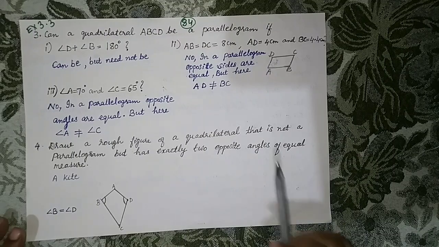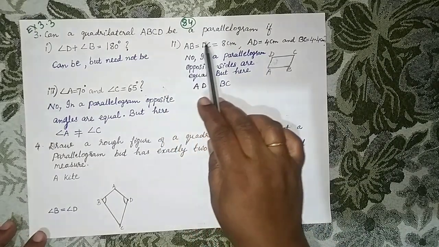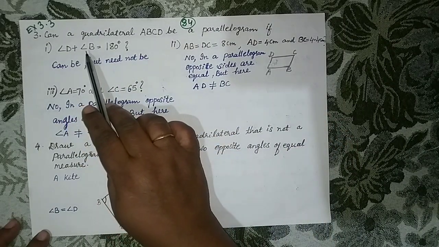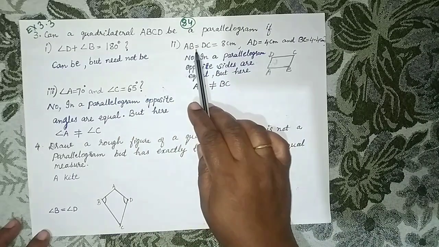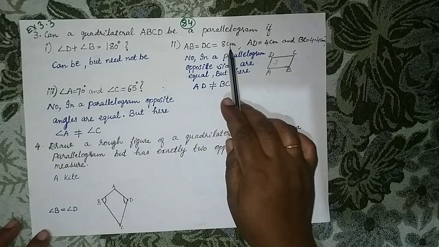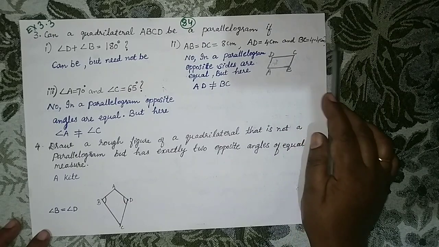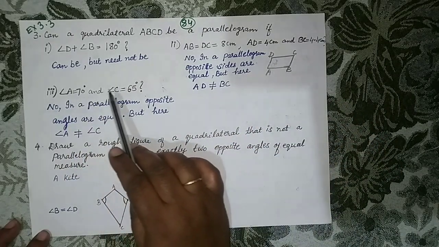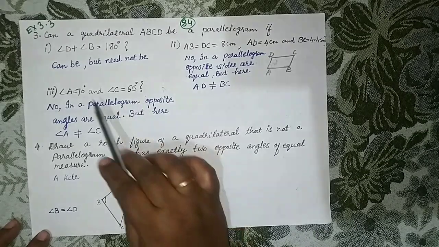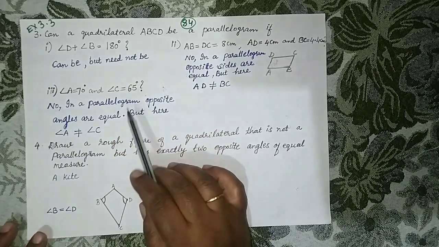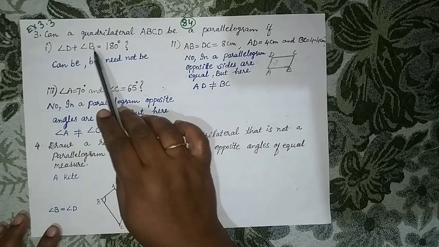Third question. Can a quadrilateral ABCD be a parallelogram if angle D plus angle B is 180 degrees, AB is equal to DC is equal to 8 cm, AD is 4 cm and BC is 4.4 cm, angle A is 70 degrees and angle C is 65 degrees? We have to check all these conditions. Is it a parallelogram or what? Okay. Now, D plus B is 180 degrees.